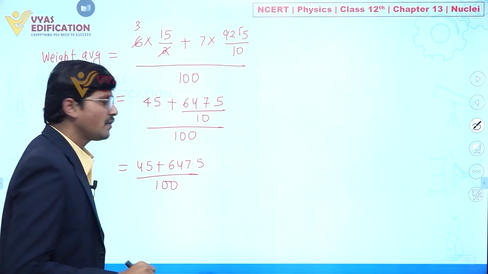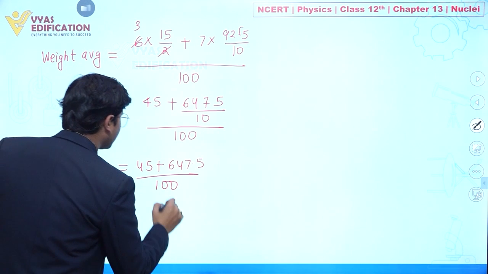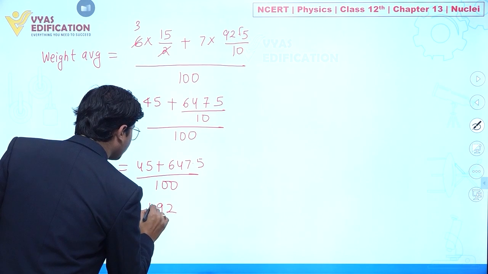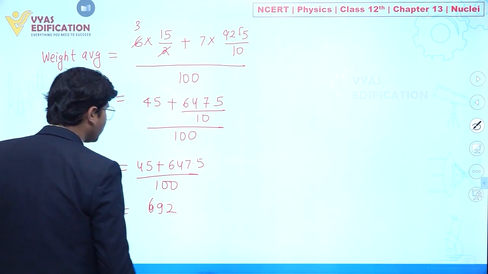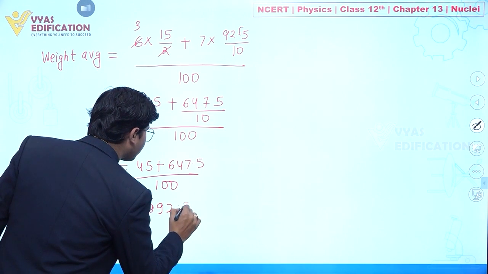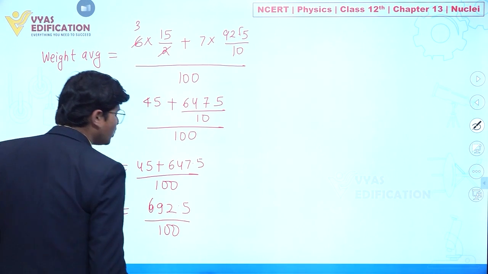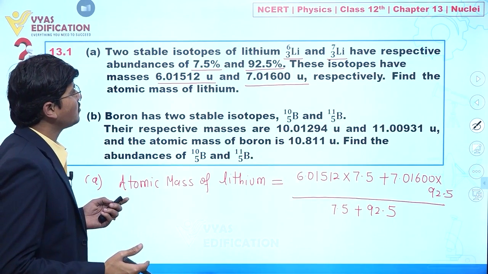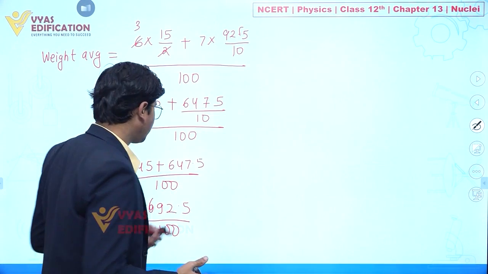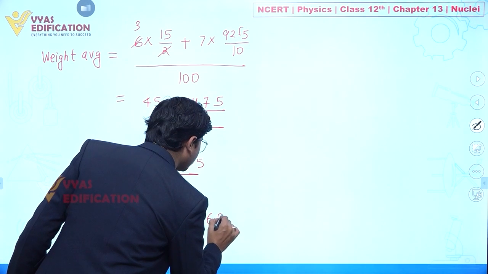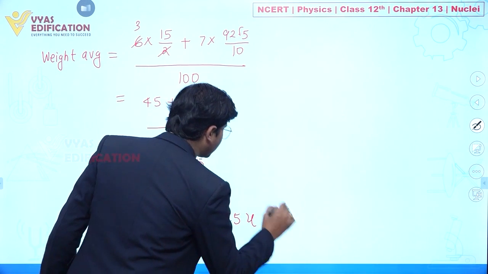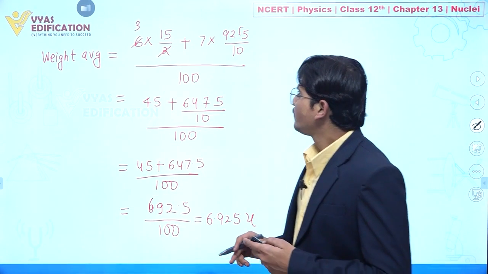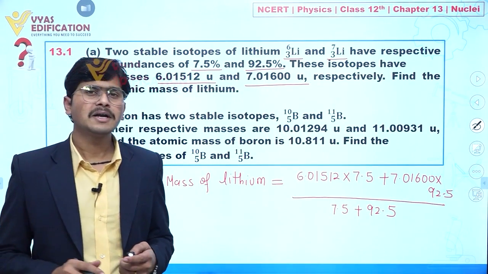Clear? So now if you add it, you will find this is equal to, we have 75, that is 12, we have 1 so 9, and this is 6. Clear? So 692.5 divided by 100. So we are getting the average atomic mass of lithium, which is equal to 6.925 U, or atomic mass unit. Clear to everyone? Yes. Now we are going to discuss part B.